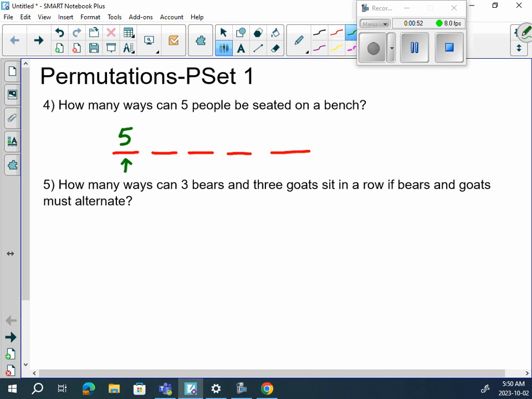Once that person has been sat, there are going to be 4 people left for position 2, 3 people for position 3, and so on. So it doesn't matter who the person is that goes in the first seat or the end seat, there are still going to be 4 other people left over. And of course, that's the classic 5 factorial.